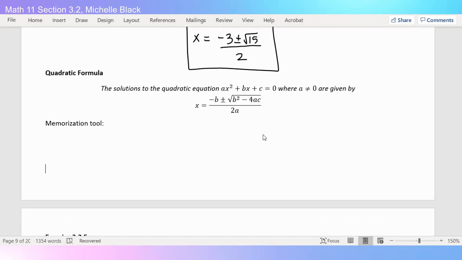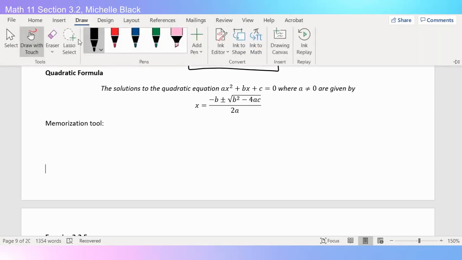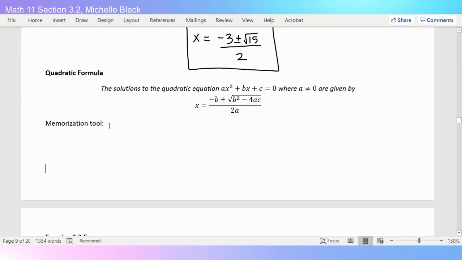Another method we have for solving quadratic equations is called the quadratic formula. The solutions to the quadratic equation ax squared plus bx plus c equals 0 are given by x equals negative b plus or minus the square root of b squared minus 4ac, all over 2a. Now the quadratic formula is worth memorizing. In fact, many of you have probably seen it before, and maybe you have some ways of remembering it.